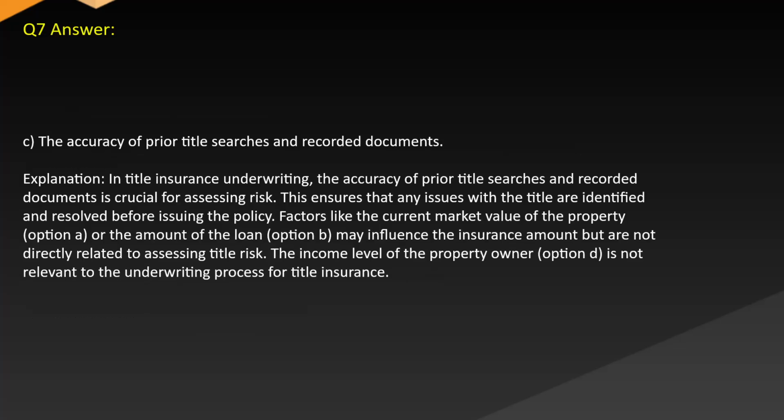Answer: C. The accuracy of prior title searches and recorded documents. Explanation: In title insurance underwriting, the accuracy of prior title searches and recorded documents is crucial for assessing risk. This ensures that any issues with the title are identified and resolved before issuing the policy. Factors like the current market value of the property, Option A, or the amount of the loan, Option B, may influence the insurance amount but are not directly related to assessing title risk. The income level of the property owner, Option D, is not relevant to the underwriting process for title insurance.